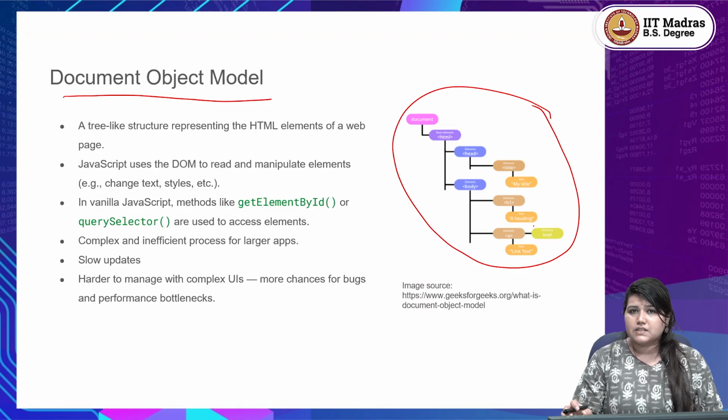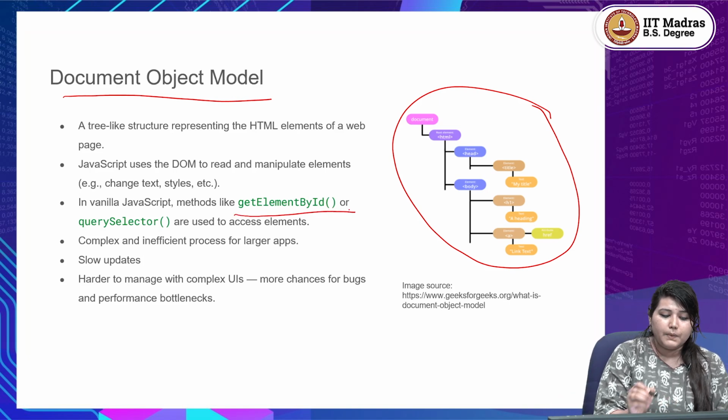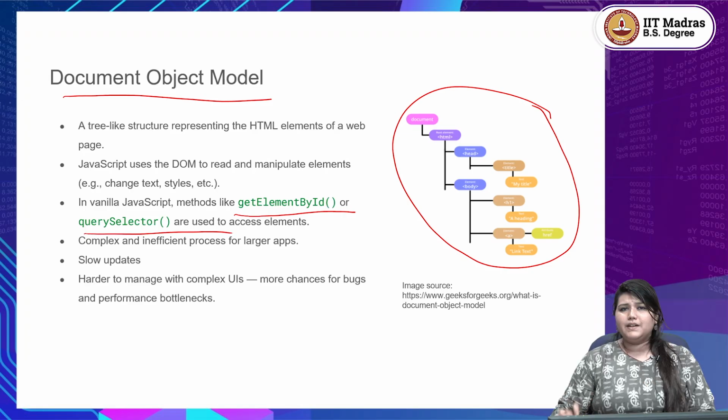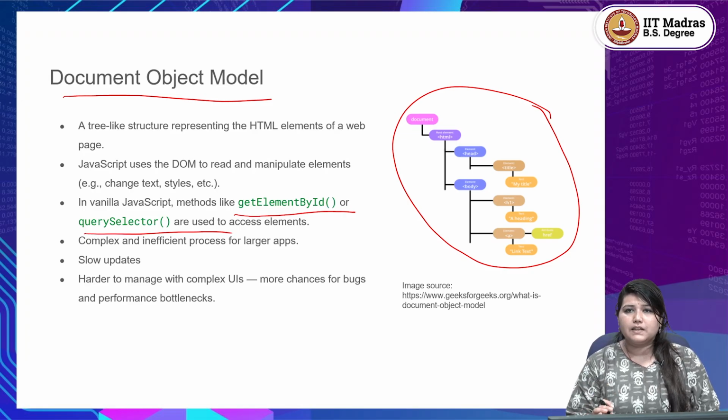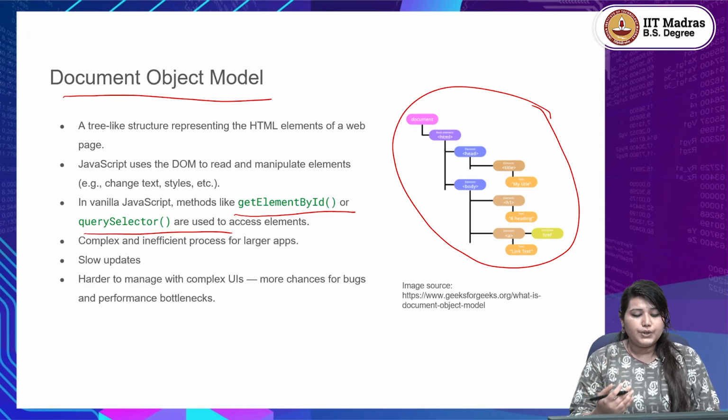In vanilla JavaScript, we interact with it using functions like get element by id, but here's the problem, in large applications, updating the DOM can be slow and complex. Every change, even small ones, can cause the entire tree to be reevaluated and redrawn. This not only affects the performance but also makes the app harder to debug and maintain.